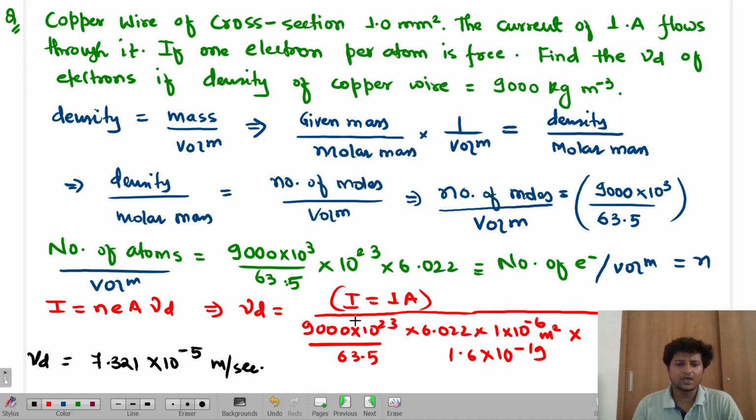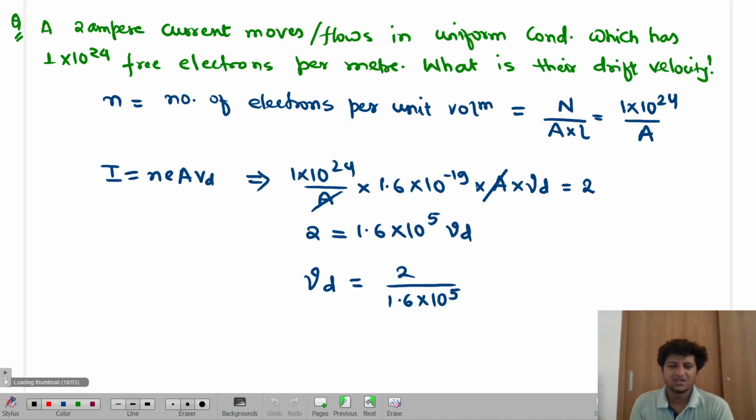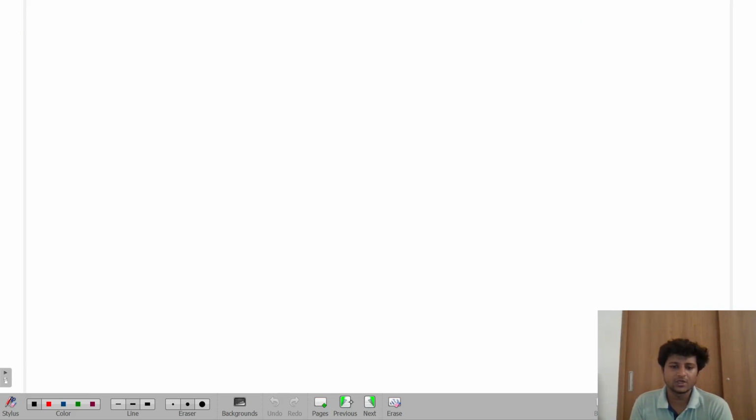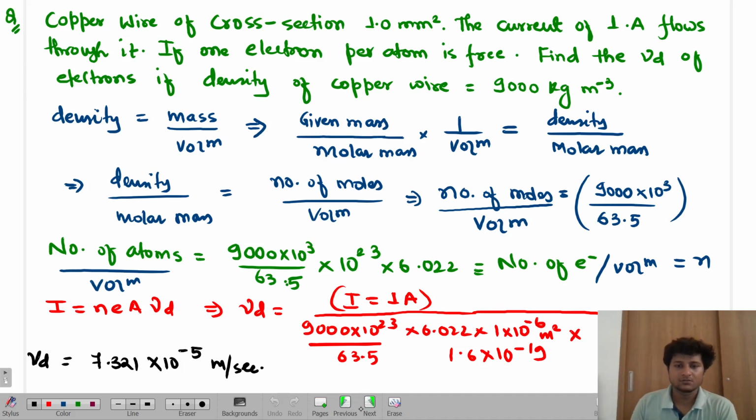So this is how you will solve the drift velocity problems. These kinds of two questions can be asked. They will not ask anything much harder. If they ask you numericals, it will look like this. Okay. Can I move ahead?